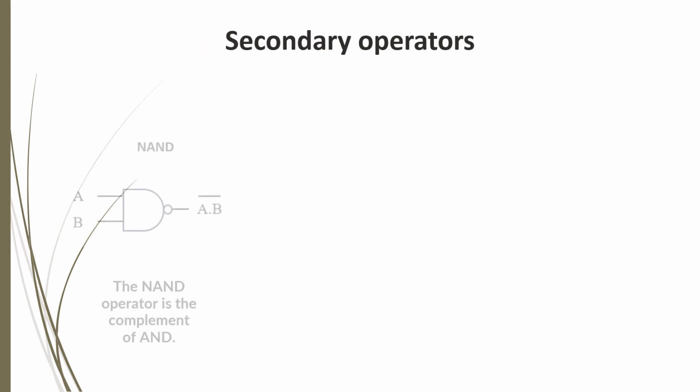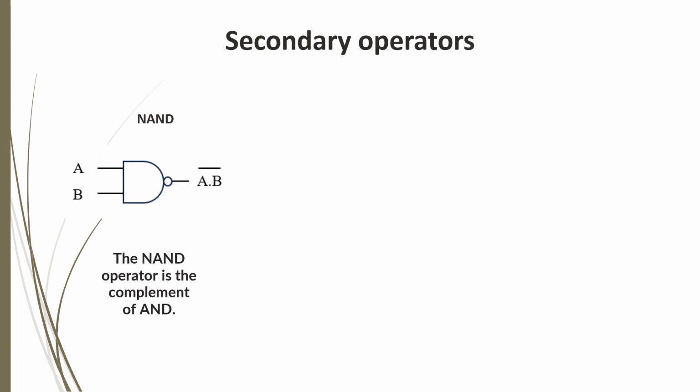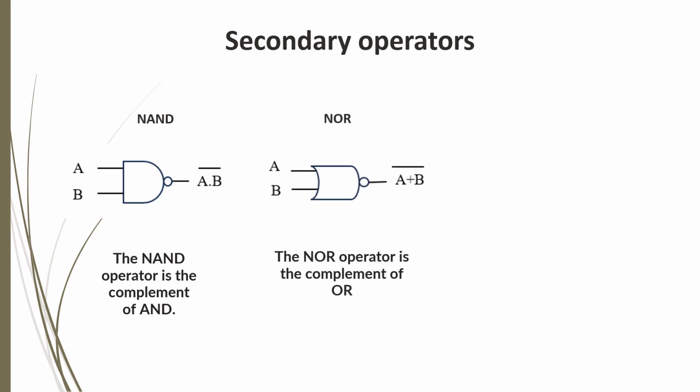The NAND operator is the complement of the AND operator. It returns true if at least one of the inputs is false and returns false only if both inputs are true. The NOR operator is the complement of OR. It returns true only if both inputs are false, otherwise it returns false.